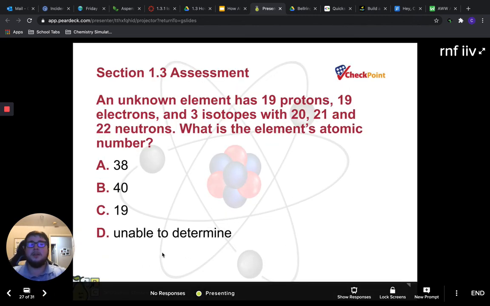That's fine. All right, so we've got a couple multiple choice questions. Go ahead and answer this one. An unknown element has 19 protons, 19 electrons, and 3 isotopes with 20, 21, and 22 neutrons. What is the element's atomic number? So remember what atomic number asks you for. What does it tell us about the atom? And then you should be able to answer this question. Pause, answer, come back. I'm going to the next page right now to reveal.